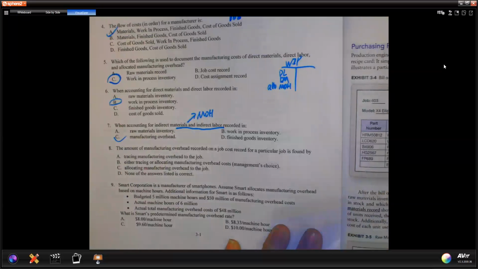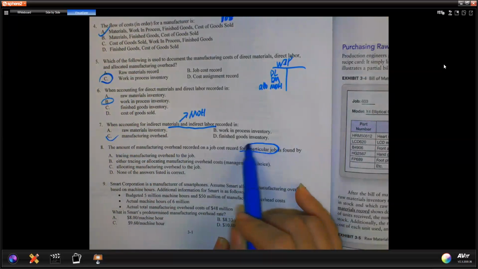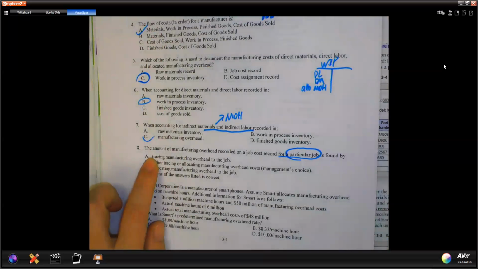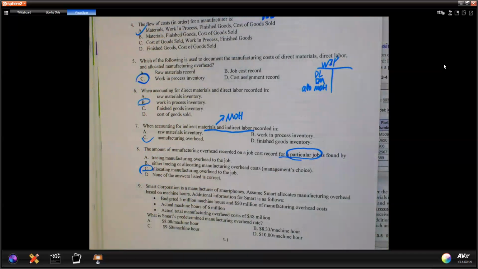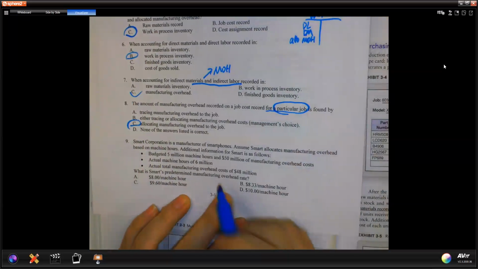Okay, so we said the amount of manufacturing recorded for a particular job. We cannot trace manufacturing overhead because it's an indirect cost. So we can only allocate it to each specific job.